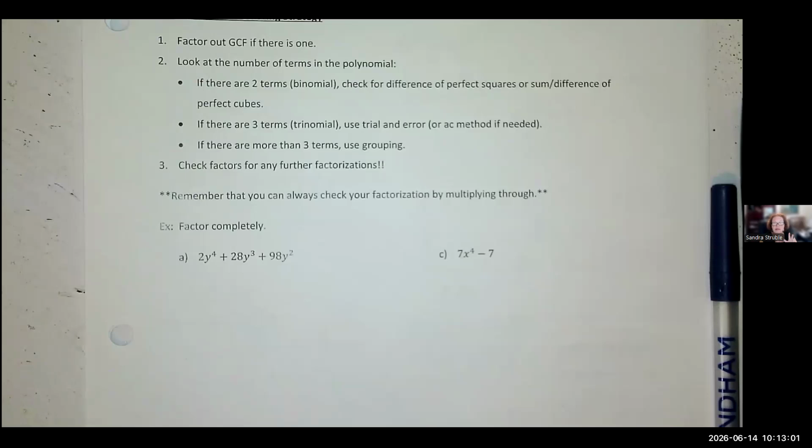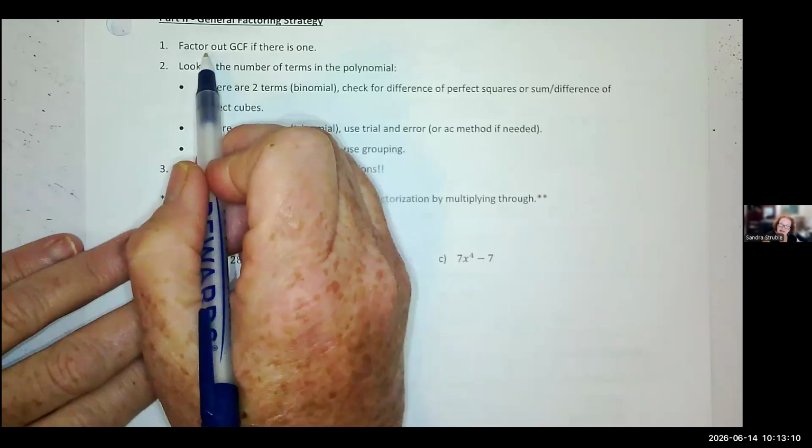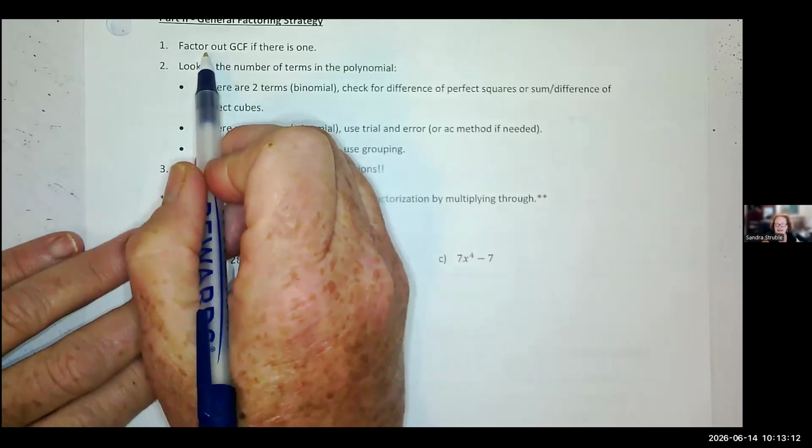Okay, always want to deal with the smaller versions. It's just a better outcome. That's the first thing you always want to do. When I look at anything, I say, do they have anything in common? The next thing you're going to look at is the number of terms in that polynomial.